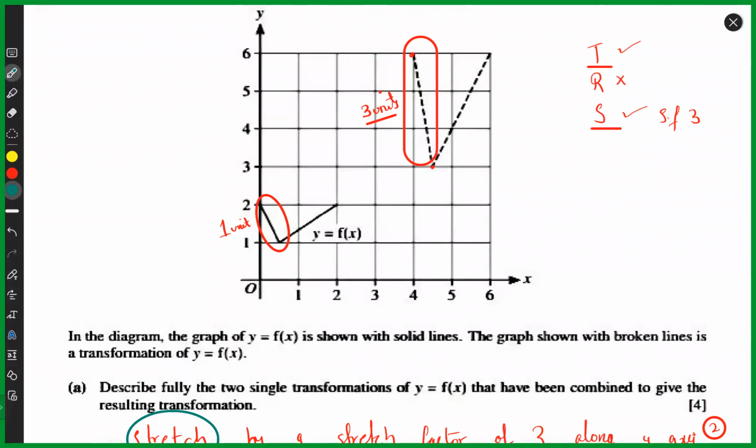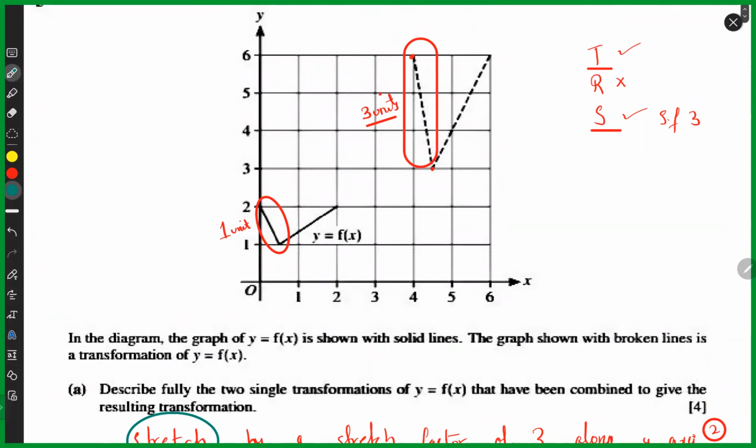Then it has been translated. So if I talk about translation, let me just stretch this for now, just so I get to understand one concept. I would not be able to stretch it over here because the axis is very small, but I can just try doing it.